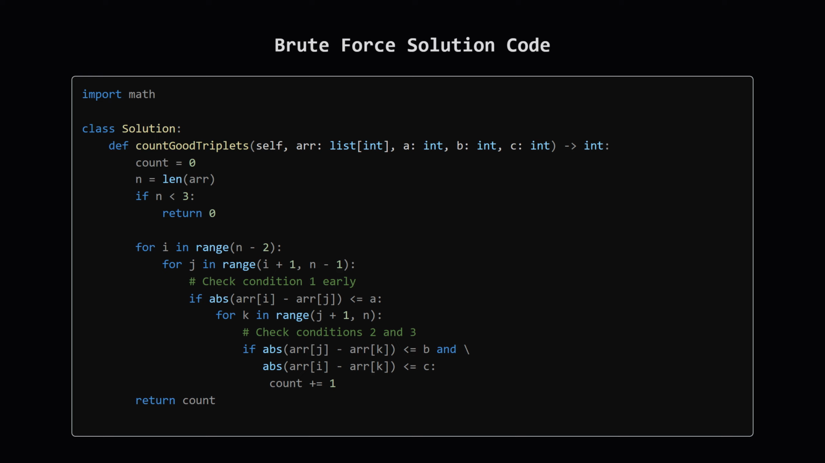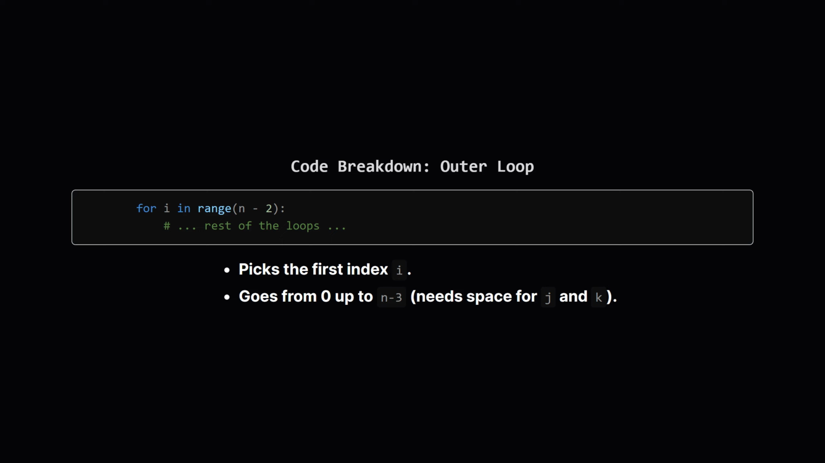The core idea is exactly what we talked about. Pick I, then J after I, then K after J, and check the conditions. Let's start with the outermost loop. This loop is responsible for picking the first index of our potential triplet, the index I.